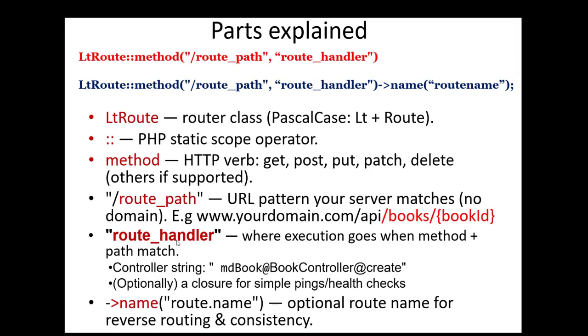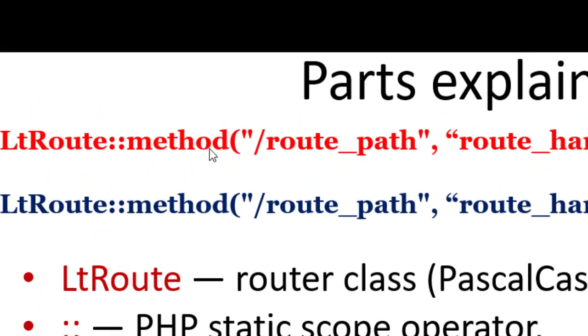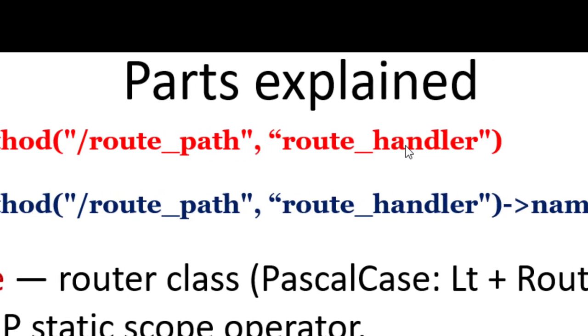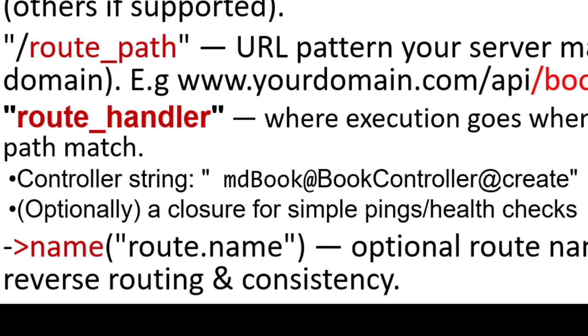So the route handler is what you execute when your HTTP method matches your route path. Automatically, once your HTTP method, get or put, matches your route path, it will execute the route handler. The route handler comes in two forms. You can invoke your controller or return a closure function. So we're going to explain that in our next video.